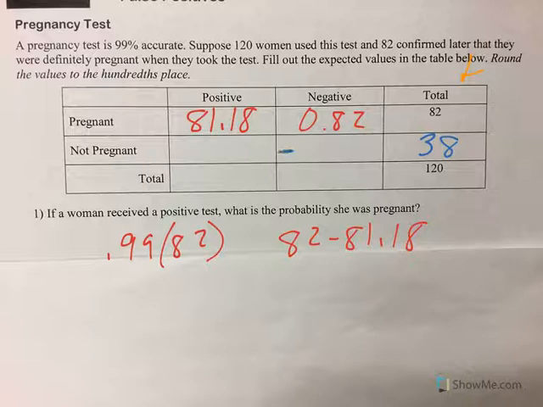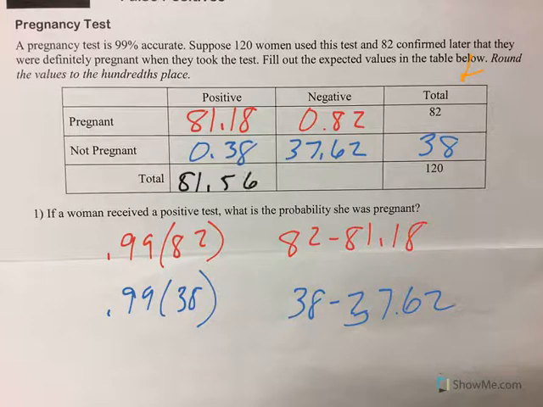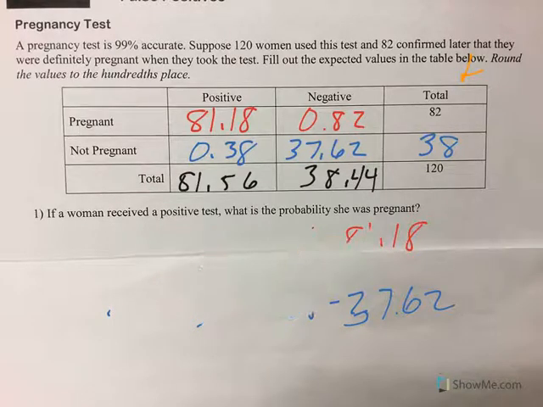Same idea. You would expect to test negative if you're not pregnant. So my 99% accuracy rate comes in the negative spot. I subtract to get 0.38 here. Now I simply add vertically to get my totals. And you should always double check that those two black numbers there add up to your 120, because if they don't, you made a mistake somewhere.